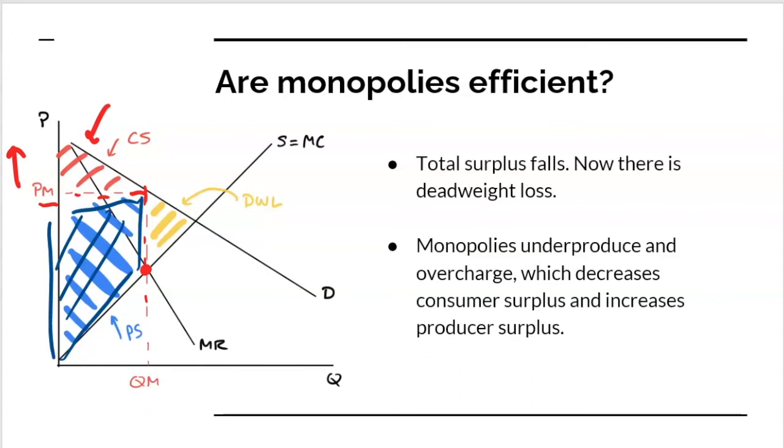And because monopolies are inefficient, there has to be deadweight loss. Remember, deadweight loss is another term synonymous with inefficiency. Our deadweight loss is what's in yellow right here. This triangle represents the area of inefficiency that monopolies have, which yet again is deadweight loss.